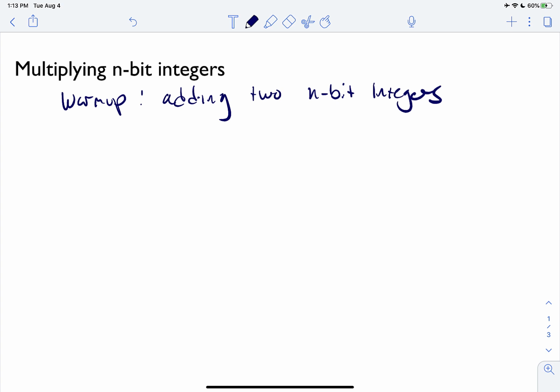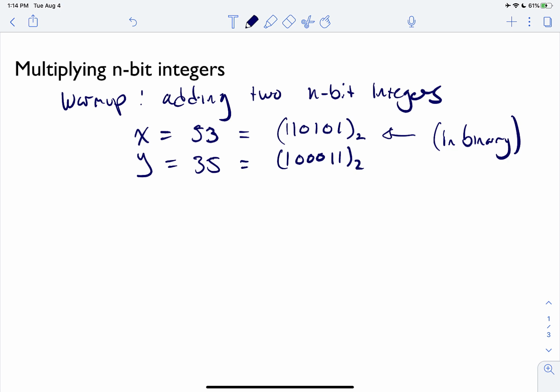As a warm-up, let's first consider how to add two n-bit integers. Let's take two 6-bit integers, x, which is 53, which is 110101 in binary, and y, which is 35, which is 100011 in binary. Now we're going to add them together.